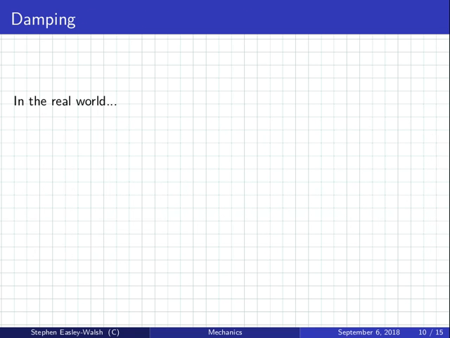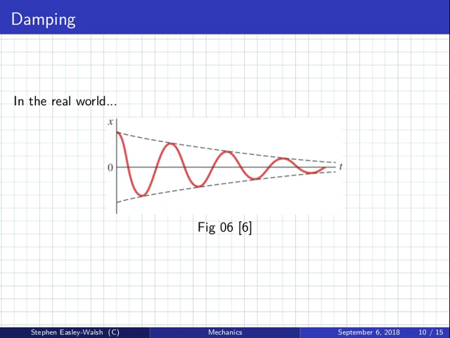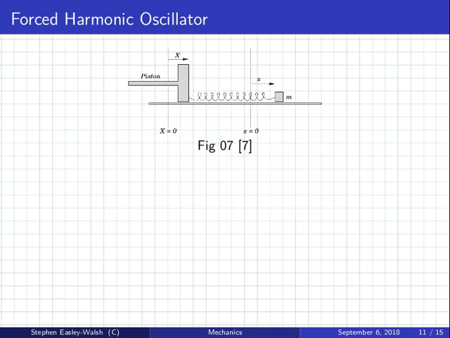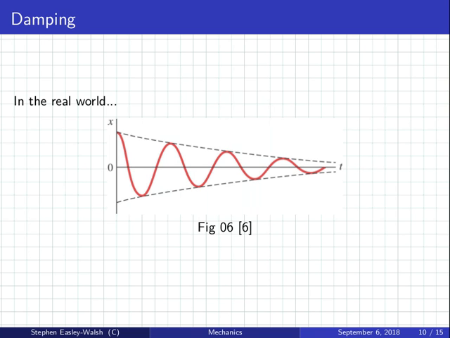In the real world, if I have a spring and I pull the spring and let go, what will it do? It will go like this. Will it do this forever? No. What will happen? It would slow down and stop. So the motion is more like this. We call that damped motion. So in the real world, it looks more like this, doesn't it? This is called damped.